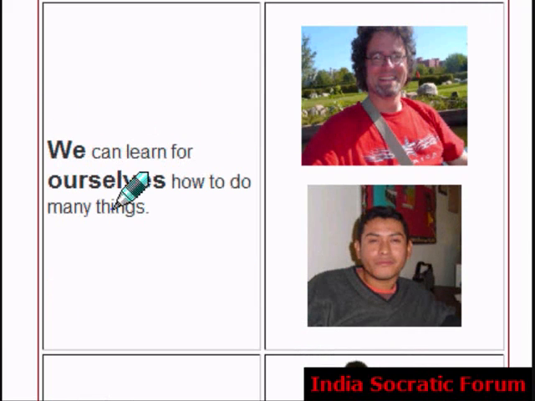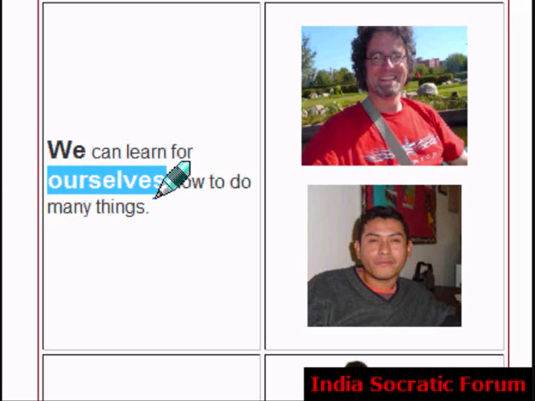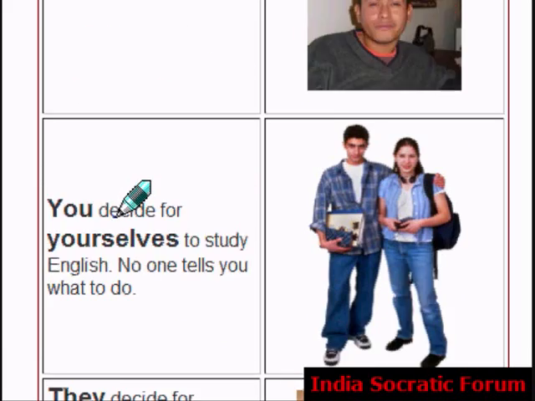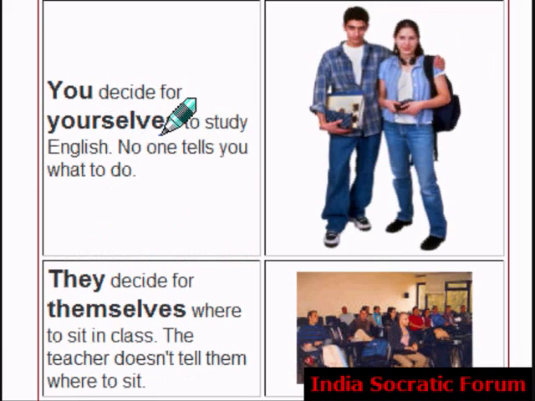So plural form, you and I together is we. We can learn for ourselves how to do many things. We goes with ourselves. You decide for yourselves to study English. No one tells you what to do. Here you is plural, you both. You, yourselves.